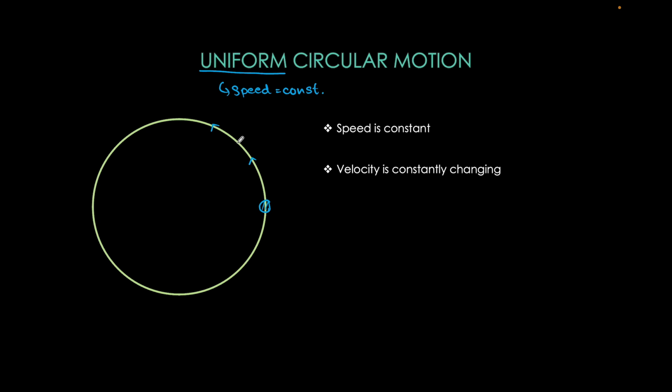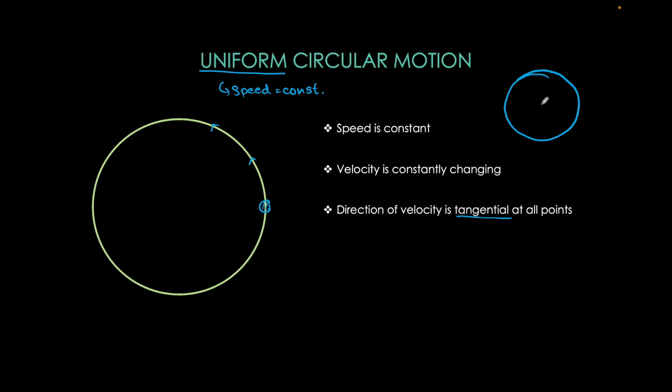So even if the speed is constant, and we know that the magnitude of velocity is speed, but the velocity isn't constant because the direction of velocity is changing at every point of the circle. The direction of velocity here is tangential at all points. Now, if you don't know the meaning of tangential, let me just make you understand in brief. So if this is a circle, let's say, and this is the radius, right? So at this point, we'll draw a perpendicular line which is perpendicular to this radius, right? And touching the circle at only a single point. So this particular line is called a tangent.